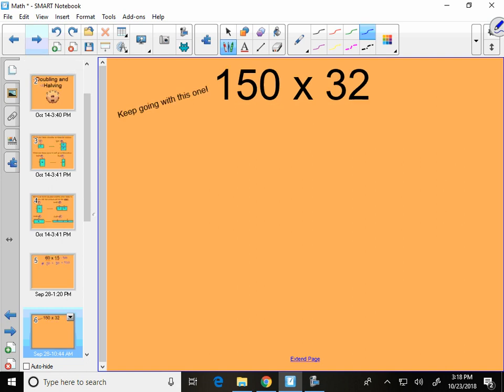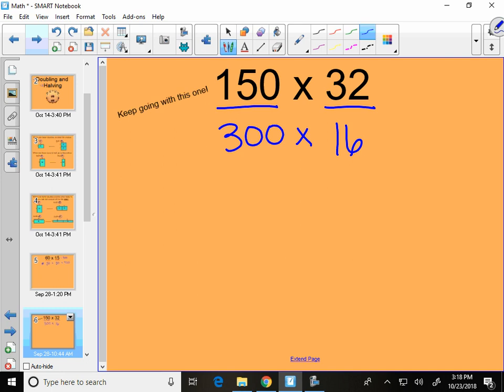Let's try this one. 150 times 32. I think I'm going to double 150, because if I try to cut it in half, I get 75, and then you can't cut 75 in half. So I think I'm going to cut 32 in half. So I'm going to cut 32 in half and get 16. And if I cut one in half, I have to double the other one.